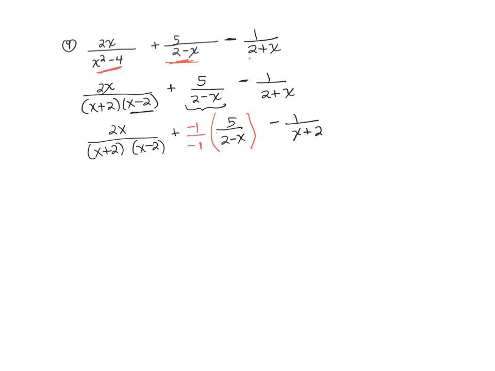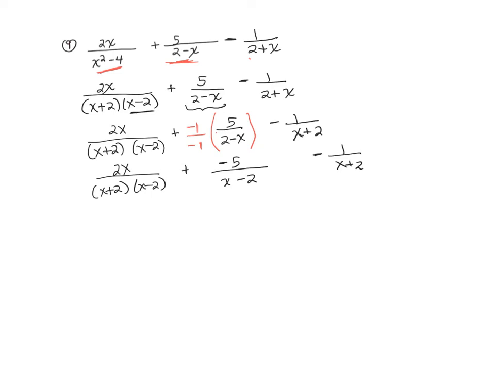Okay, and 2 plus x and x plus 2 are the same because of the commutative property of addition. So now we have 2x over x plus 2 times x minus 2, and I'm going to leave a little space here if I have to, plus negative 5 over, and this becomes x minus 2, which is good, minus 1 over x plus 2. In fact, I'm going to move this over and erase this here.